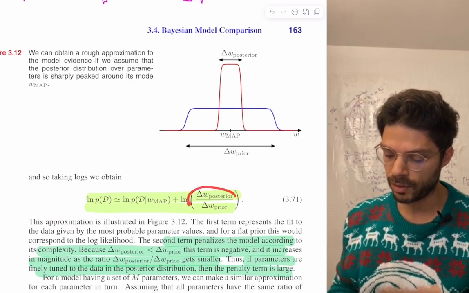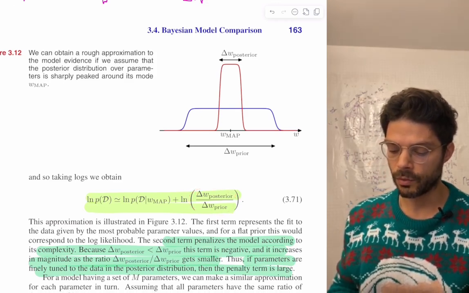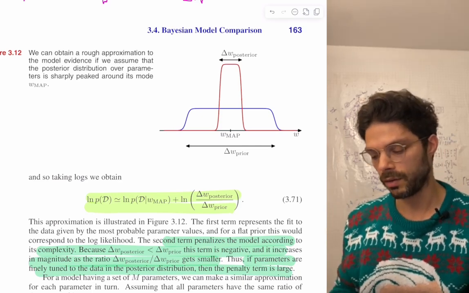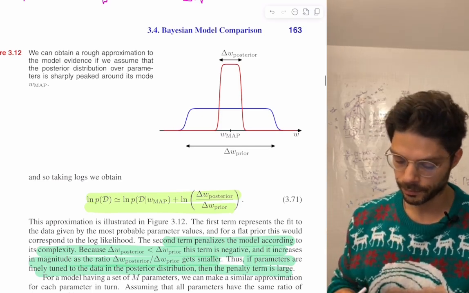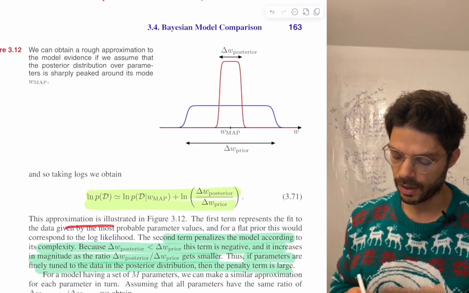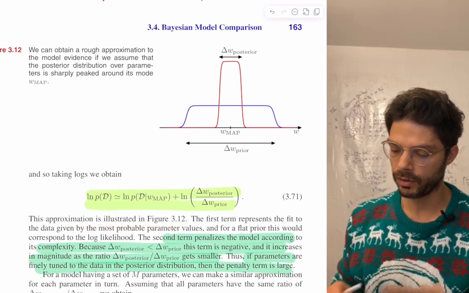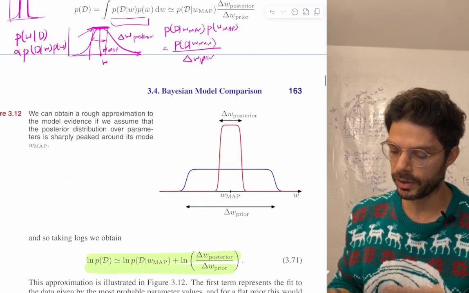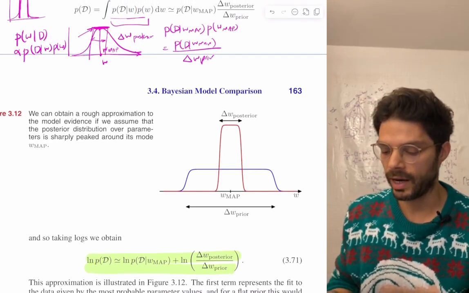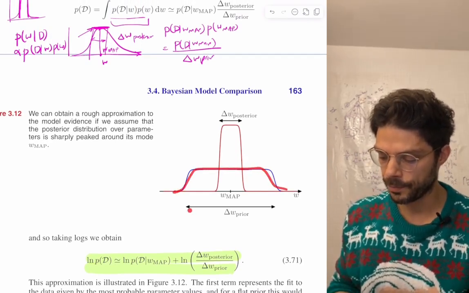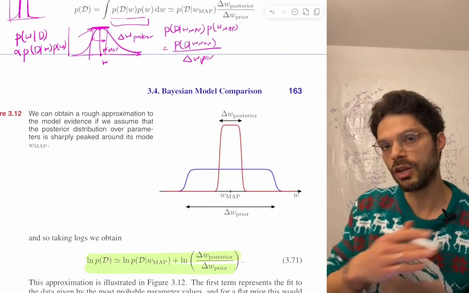But now we have this term, which is the ratio of the width of the posterior over the width of the prior. So this approximation is illustrated in figure 3.12. Here is what's going on. The prior is this thing over here. It's got that width, so we have a whole range of values to pick from.